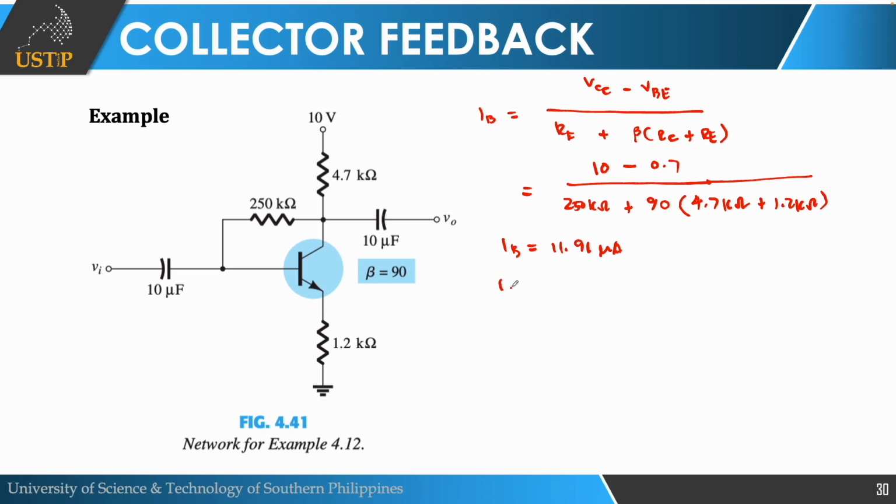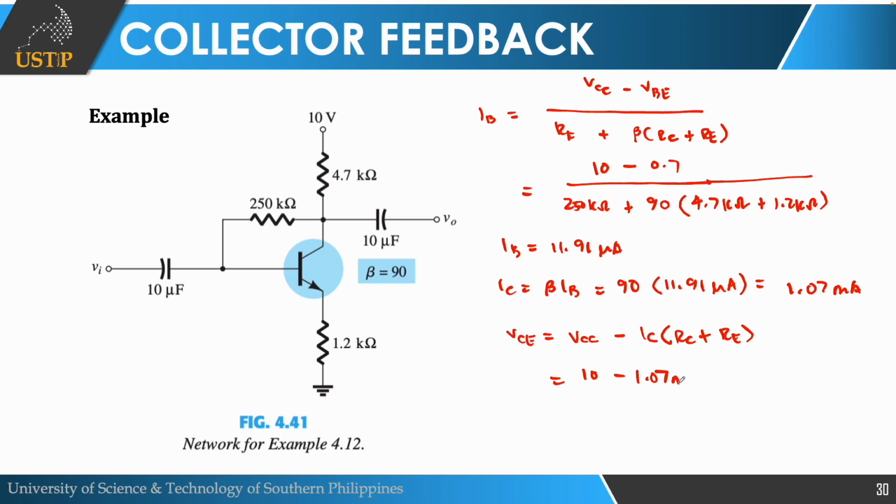And in order to get the IC, that is just simply beta times IB. So we have a beta value of 90 multiplied by 11.91 microamperes. We get an IC of 1.07 milliamperes. Lastly, we get VCE equal to VCC minus IC multiplied by RC plus RE. So that is 10 minus 1.07 milliamperes multiplied by RC, that is 4.7 kilo ohms plus 1.2 kilo ohms. That is equal to 3.69 volts. So that's for our collector feedback configuration.